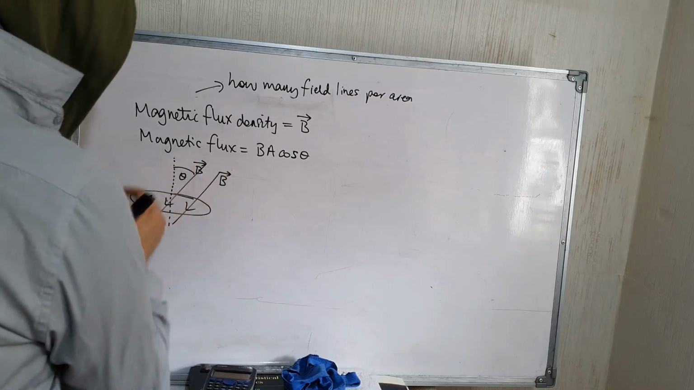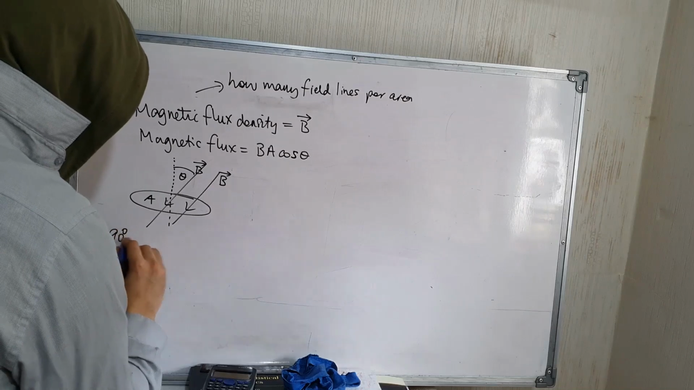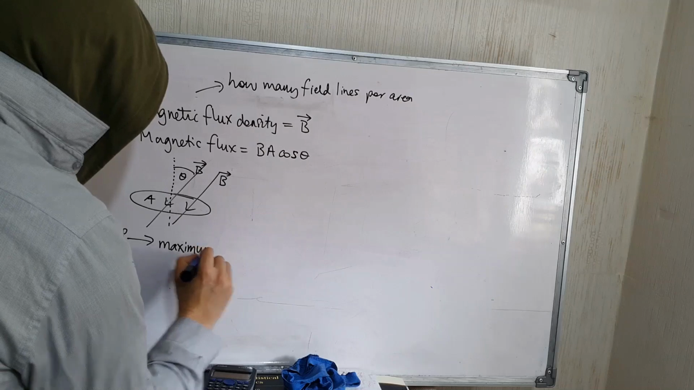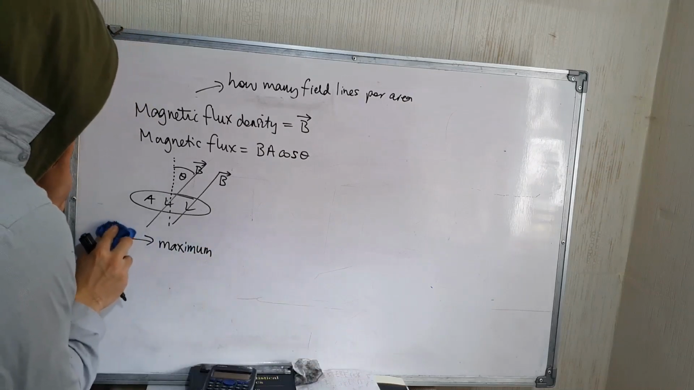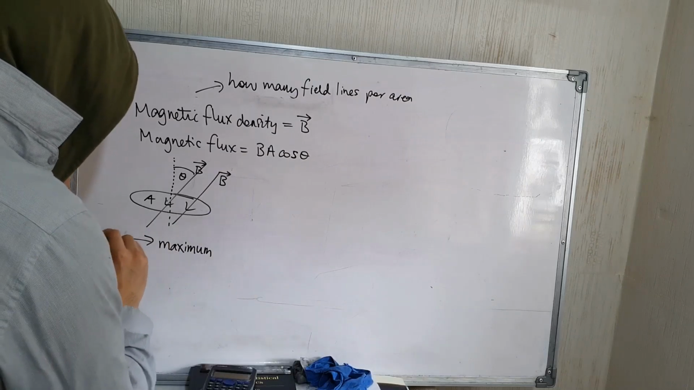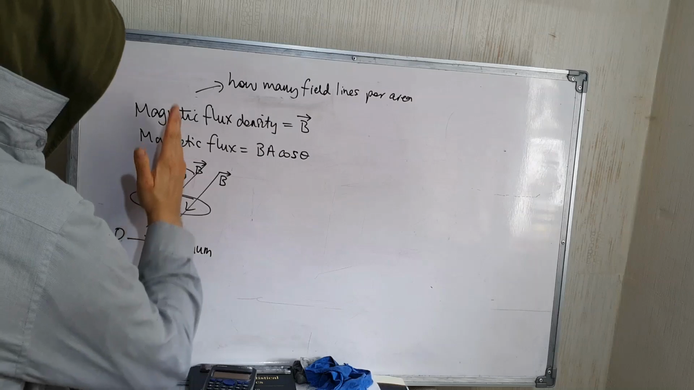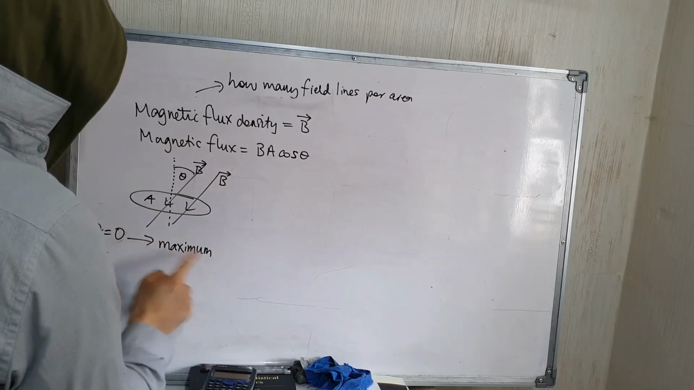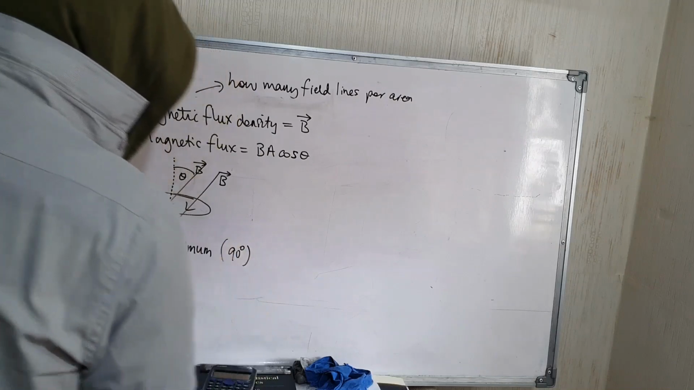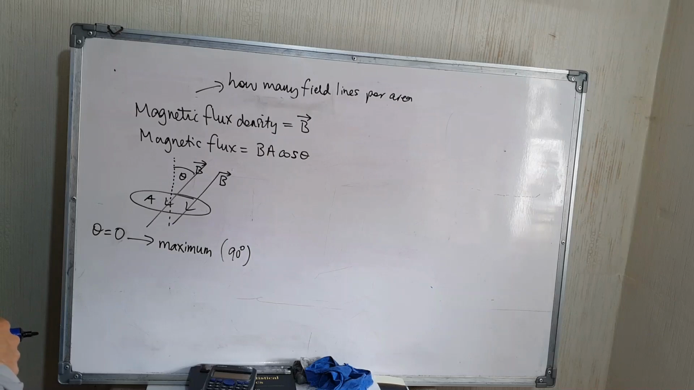So if it's perpendicular, so if it's at 90 degrees, then there is maximum, when theta is equal to zero. Theta is equal to zero when the field is perpendicular to the surface, then it is at a maximum.